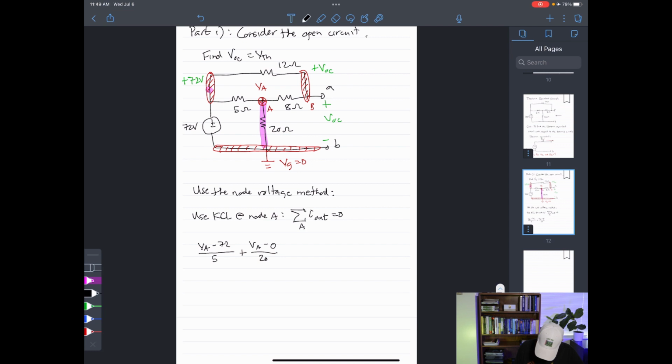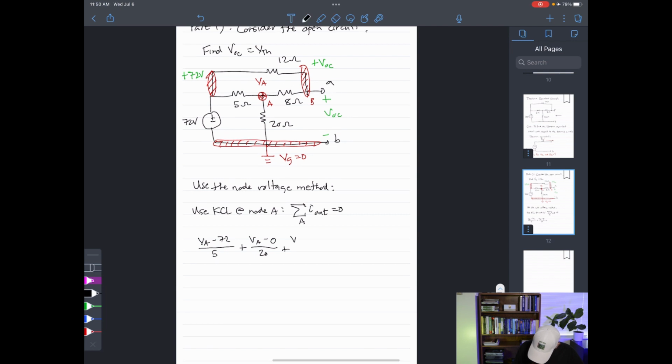And then lastly, whoops, I deleted the whole thing. Let me put that back where it was. Lastly, we have the current going through that branch, and that is plus VA minus VOC over the 8 ohms. Those must add up to 0.